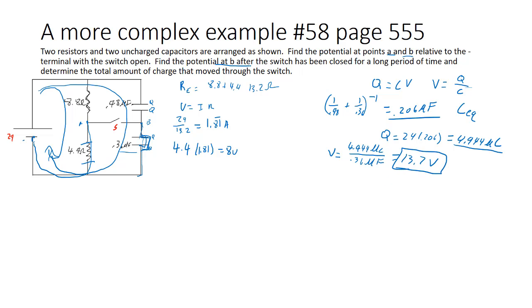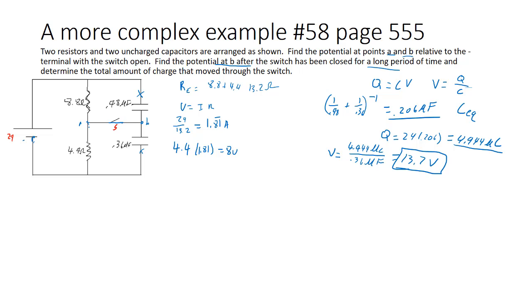Now it says find the potential at B after the switch has been closed for a long period of time. Well, let's erase some of this stuff so I can look back at my circuit. With the switch closed for a long period of time, eventually charge flows off of the capacitors until the capacitors are fully charged, at which point no current flows in this loop anymore. So again, this just acts like an open spot on my circuit. There's no current flowing, but now points A and B are actually connected.